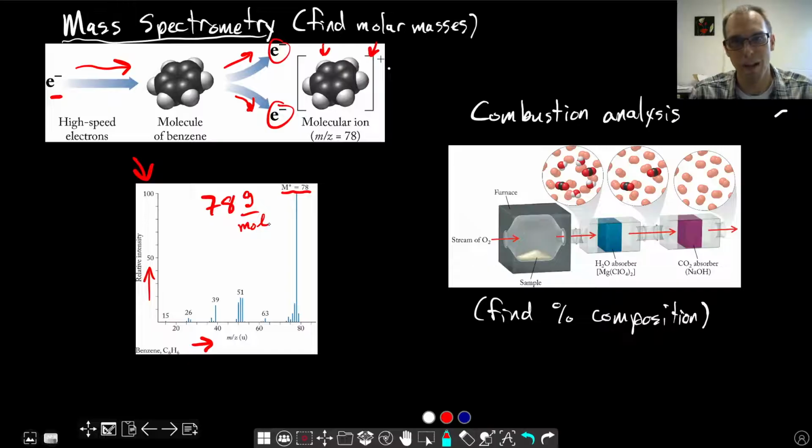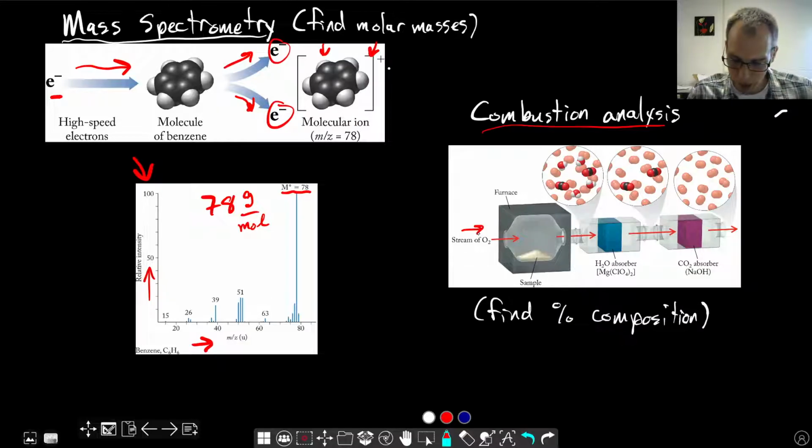Now, the other thing you have been wondering is how do we get these percent compositions in the first place? One of the common ways to do this, on the right-hand side, is this idea of combustion analysis. Combustion analysis is often used for hydrocarbons in particular, things with carbon and hydrogen in them. We have our sample, we send in a stream of oxygen, and we then burn it inside of a furnace. We know a combustion reaction leads to the formation of carbon dioxide and water. So that's the basic idea of a combustion reaction.